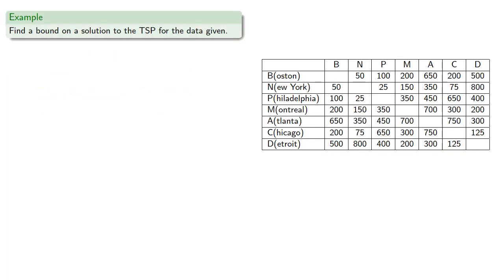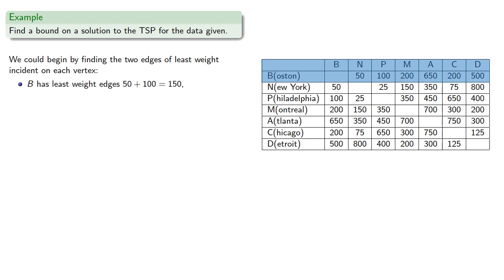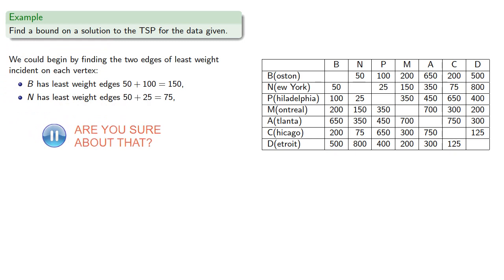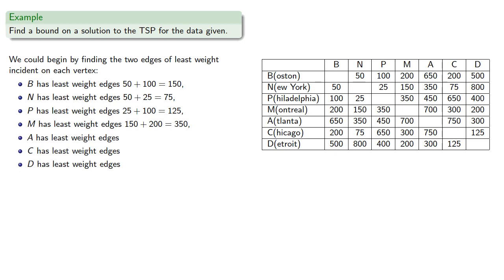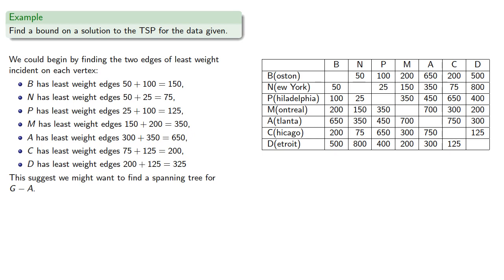So let's take a look at our table of values, and we could begin by finding the two edges of least weight incident on each vertex. So B has least weight edges 50 and 100. N has least weight edges 50 and 25. P has least weight edges 25 and 100. M has least weight edges. And A, C, and D have least weight edges. So the greatest value of the sum of the least weight edges is for Atlanta, and this suggests we might want to find a spanning tree for our graph minus Atlanta.